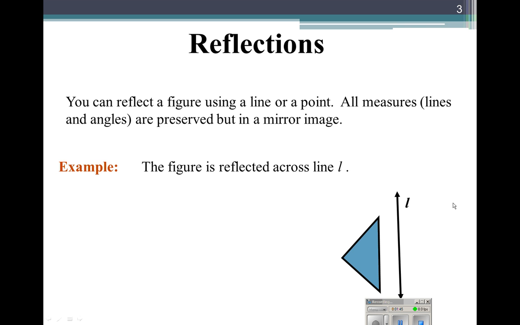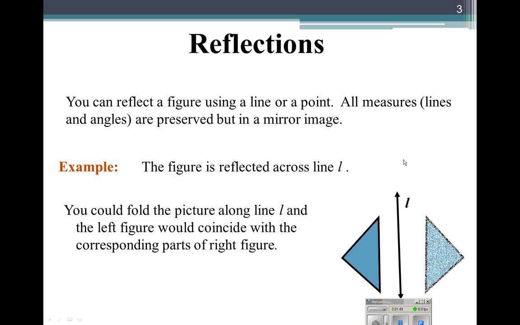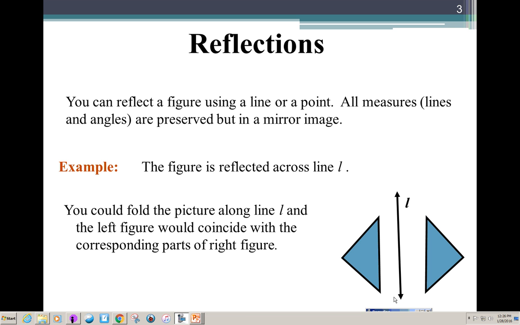For example, this figure is reflected across line L. It starts on the left, and you could flip it right over line L to be facing to the right. Every point is the same distance away, reflected over to the right-hand side.